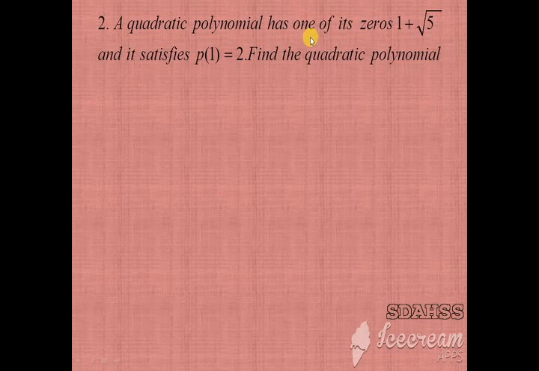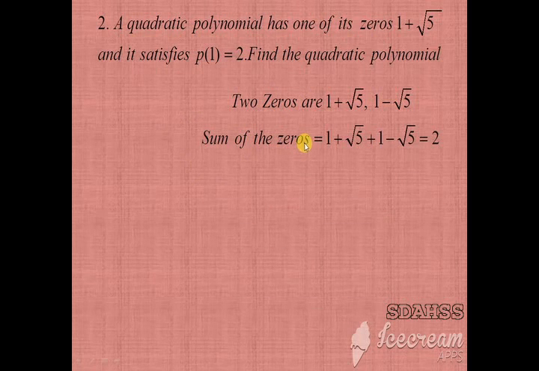What about the other zero? The other zero is 1 − √5. So the two zeros are 1 + √5 and 1 − √5. You have to take its conjugate: 1 + √5, and its conjugate is 1 − √5. Then find the sum of the zeros. Add these two zeros: 1 + √5 + 1 − √5.